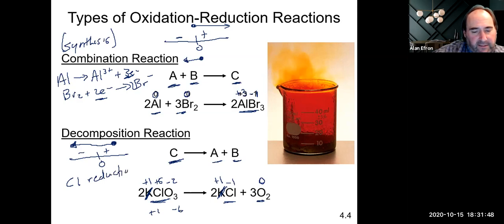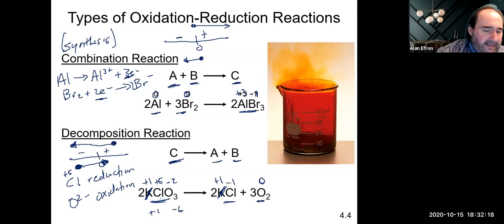It is being reduced. So this chlorine in KClO3 is going through reduction. While if you look at the oxygen, oxygen is at -2, which would be on this side, and ends at 0, which is going to the right. And when you go to the right, you're becoming more positive and going through oxidation. So our oxygen here is going through oxidation in this particular case.